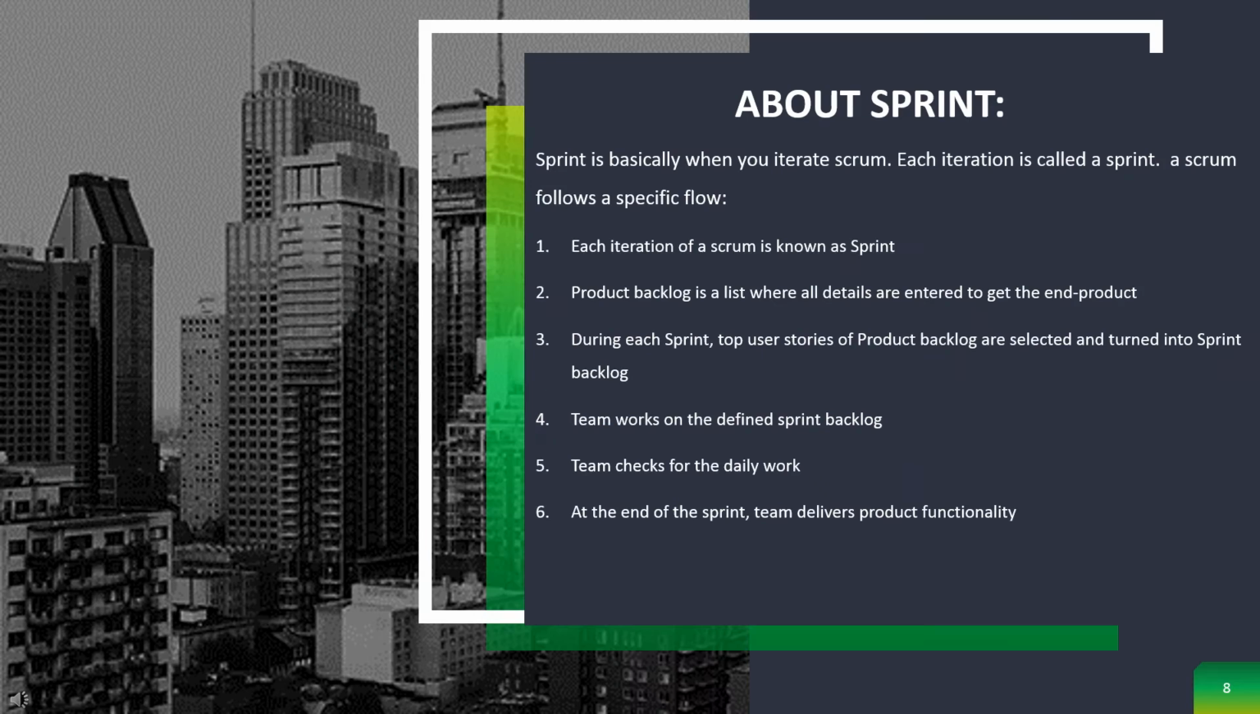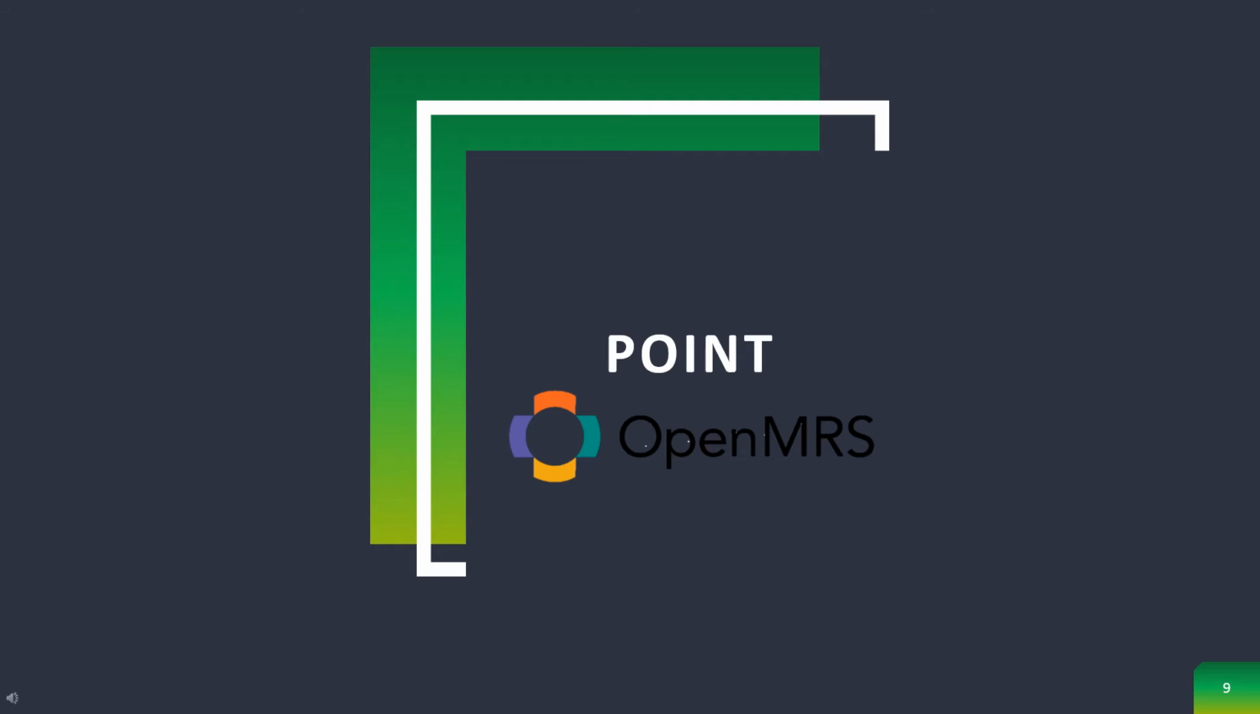About sprint. Sprint is basically when you iterate Scrum. Each iteration is called a sprint. A Scrum follows a specific flow. Product backlog is a list where all details are entered to get the end product during each sprint. A series of product backlog items are selected and turned into the sprint backlog. The team works on the defined sprint backlog. The team checks the daily work at the end of the sprint. The team delivers product functionality.